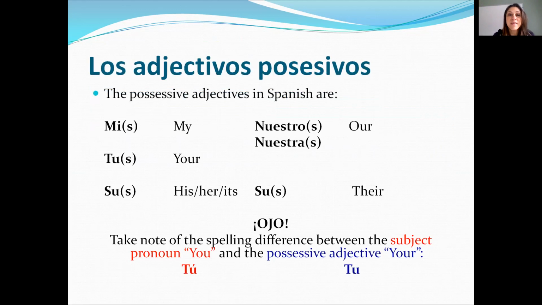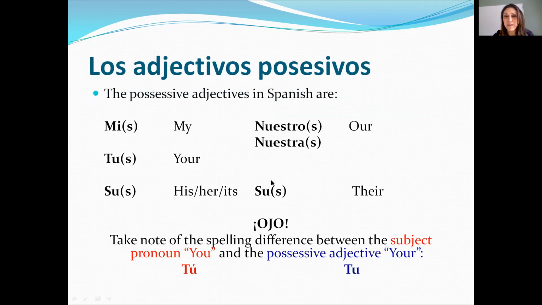Okay, so now let's just go through. The yo form is mi or mis. The tú form is tu or tus. The usted, él, ella form is su or sus. And then the nuestra form, that one does care about gender. So that one has 4 forms, not like the other ones. The other ones are just singular or plural. This one is either nuestro, nuestros, if it's masculine, nuestra, nuestras, if it's feminine. So watch out on those.